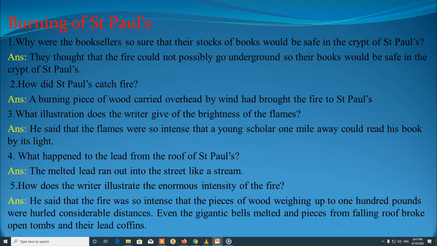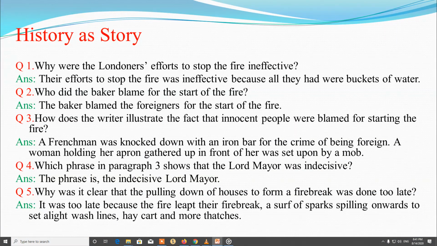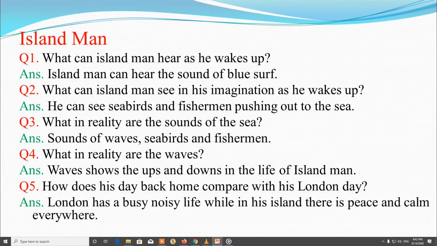You can see it. And the next chapter is history as story, and you will do first 5 questions and answers of this chapter. Okay, you can see these questions and answers on screen. And the last one is island man, and here are 5 questions and answers, and you will learn all these questions and answers. Okay, these answers and questions have been given on the screen.